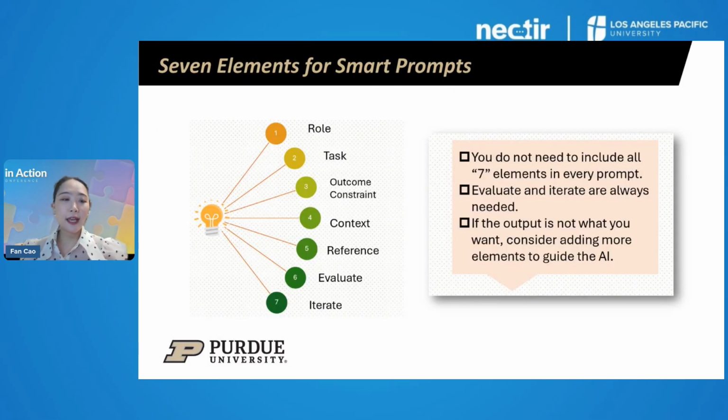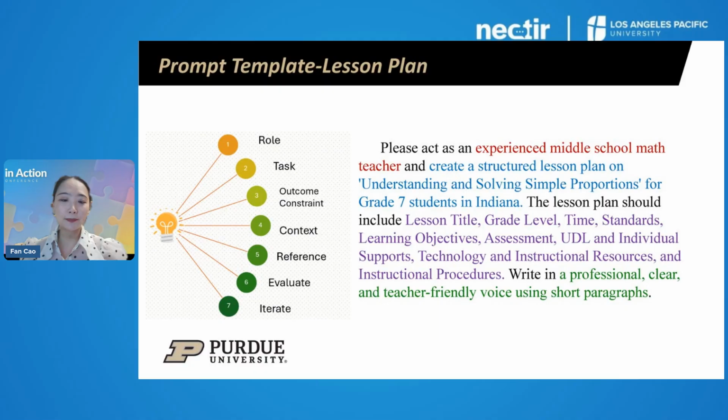Okay, so these 7 elements here, for my daily life and daily work, are just a reminder. Sometimes when I cannot get a very good answer from the AI, I will think maybe I can tell it its role today, maybe it will make it better, or maybe I should put in more outcome constraints. So I think it's a very good reminder for you guys.